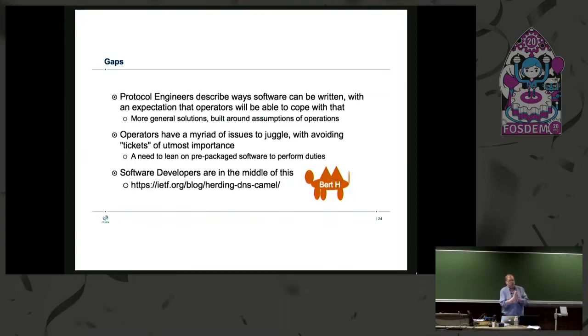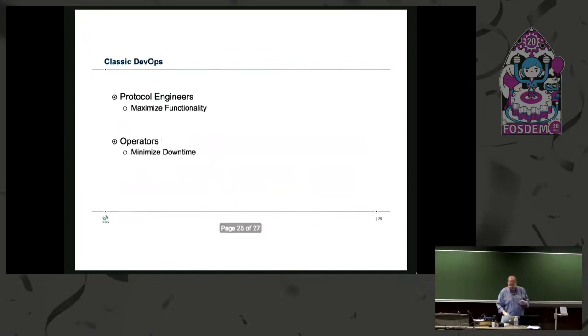Now, the software developers, and I'm assuming a lot of people in this room are more interested in the software development process, are caught in the middle of this. And the Huston camel talk, if you haven't seen that, this is a link to his saying what straw is going to break the camel's back when I keep getting demands for more and more features in my DNS software. This is what I'm really concerned this is doing. This is making this camel get closer to the edge. So it's a classic DevOps issue: maximize functionality versus minimize downtime.